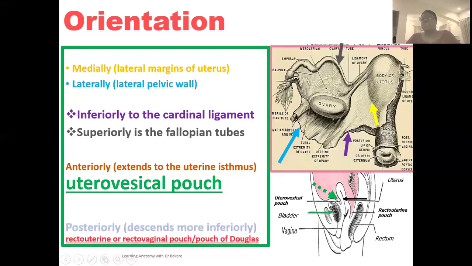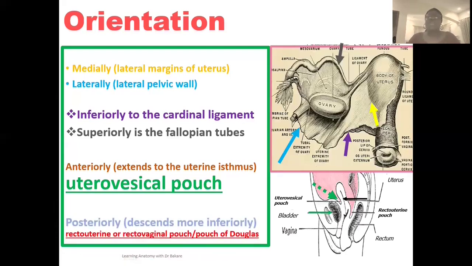If you go more posteriorly, behind, we say that we have the rectum. It is also seen to form a pouch over the rectum, and this is referred to as the recto-uterine pouch or the recto-vaginal pouch. It can also be referred to as the pouch of Douglas. If you look at this image here, this is where we have the recto-uterine pouch, arrowed in dotted red. This is where we have the rectum, also arrowed in red. So at the posterior region, you have the peritoneal covering descending more inferiorly when compared with the anterior peritoneal covering.